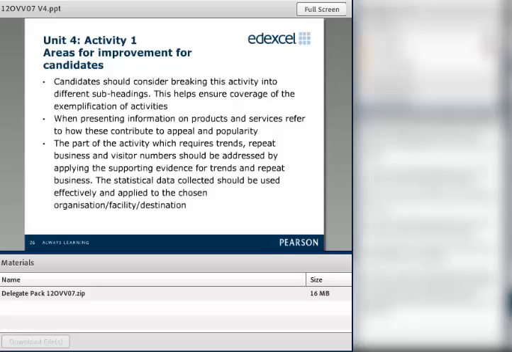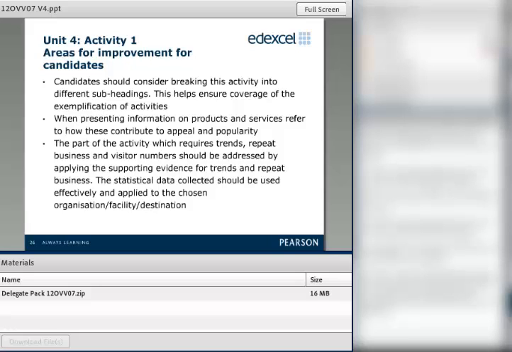As you can see, I'm getting a bit tongue-tied here, but you can see what I'm saying. If they don't have access to those figures, this piece of work tends to be a bit woolly, and they certainly don't access the top mark bands because they don't really cover the repeat business and visitor numbers, because they haven't got access to them, is what I'm really trying to say.